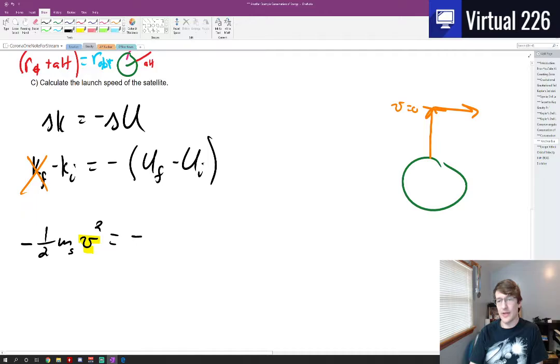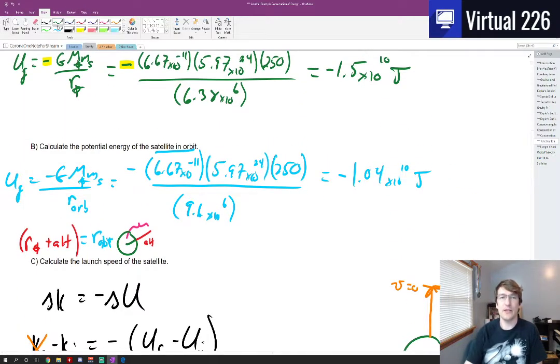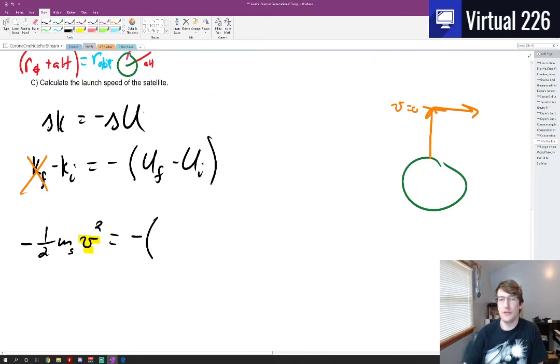This has to equal the negative of the final minus the initial potentials. Whenever we're in orbit, that is our final potential energy, and whenever we're on Earth, this is our initial potential energy. So it's going to be the negative 1.04 minus the negative 1.5. So we can say it's the negative 1.04 times 10 to the 10th minus the negative, so that's going to be positive in a second, 1.5 times 10 to the 10th.